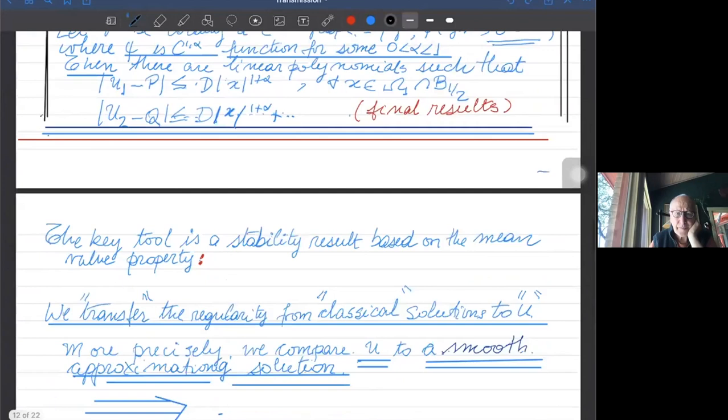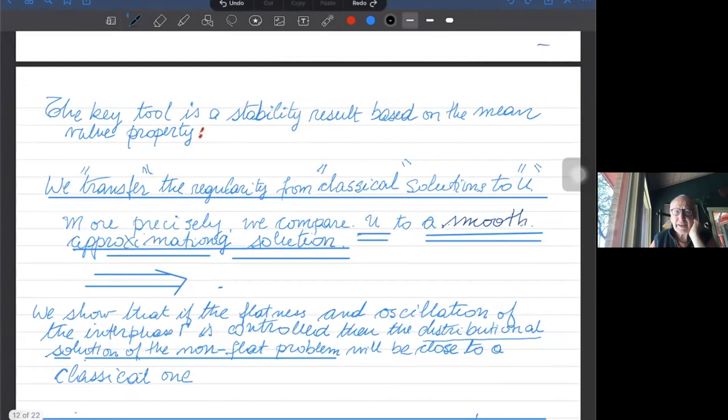So basically the key tool is just a stability result based on the mean value property, okay? We transport the regularity from classical solutions to U. In other words, we are going to start with solutions which are regular, really regular, right? C2 alpha, something like that. That means that we can solve the problem, right?